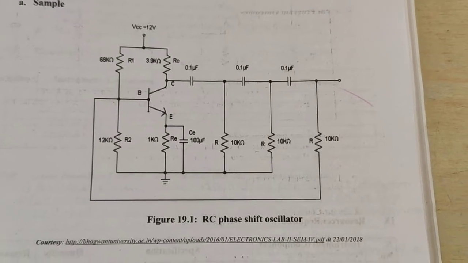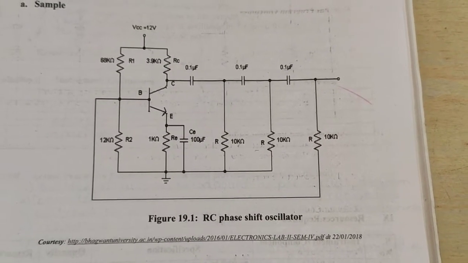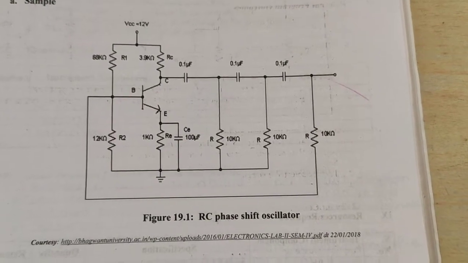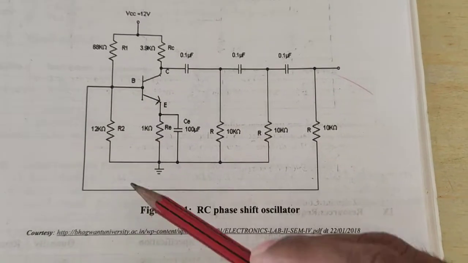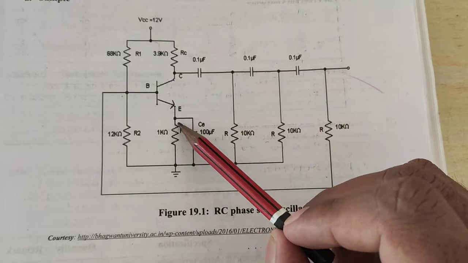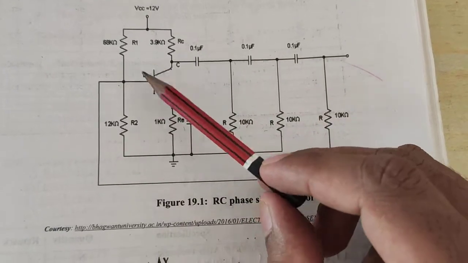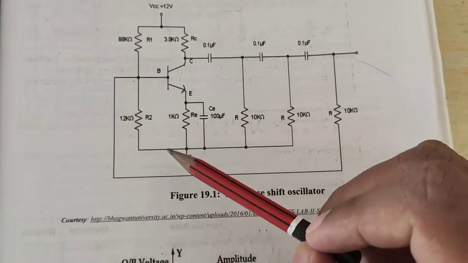Today we are going to see practical number 19 for the subject applied electronics, that is RC phase shift oscillator. You can see in the circuit diagram, this is the RC phase shift oscillator. In this circuit diagram there is a single stage CE amplifier. You can see one transistor, R1 R2 resistors, that are biasing resistors, and RC and RE resistors.